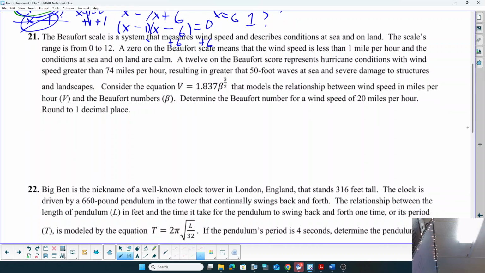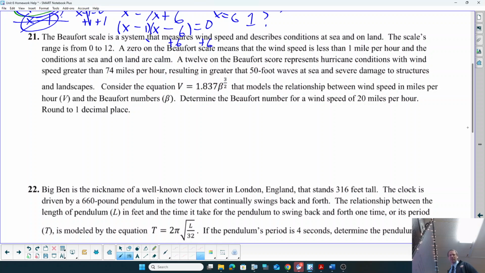The Beaufort scale system measures wind speed, and the scale goes from 0 to 12. The 0 means the speed is less than 1 mile per hour, and conditions at sea level are calm. And 12 means a hurricane. The speed is greater than 74 miles per hour. 50-foot waves, severe damage. Run for your life!